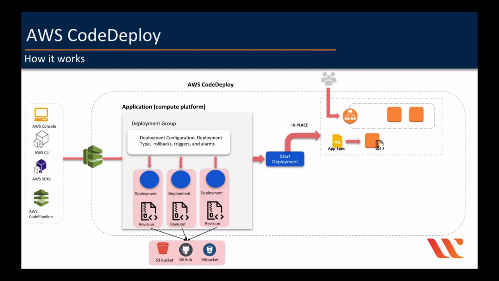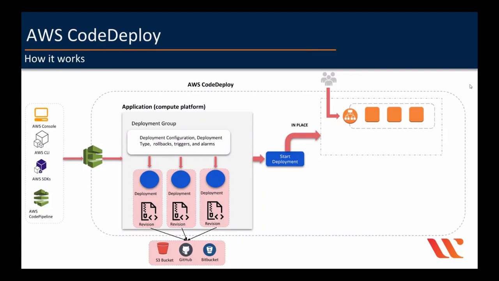Let's say our deployment configuration is all at once. CodeDeploy will drain out all the instances from the load balancer and start the deployment according to hooks on the AppSpec file. So during this time, your customers cannot access the application until the deployment is complete, as there would be no instances within the load balancer. And once the deployment is complete, the instances will be added back to the load balancer and the new changes will be reflected.